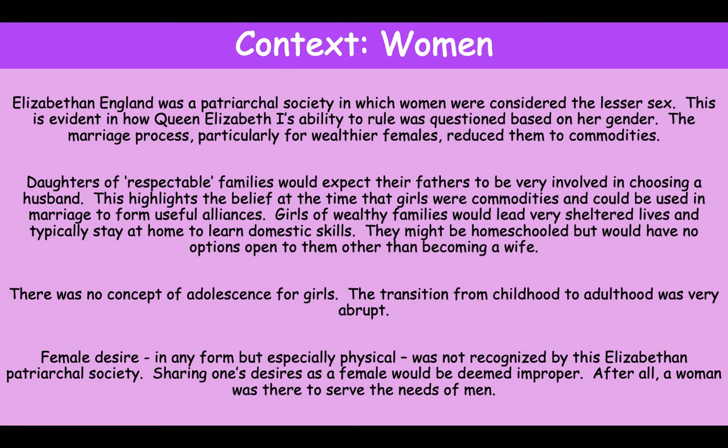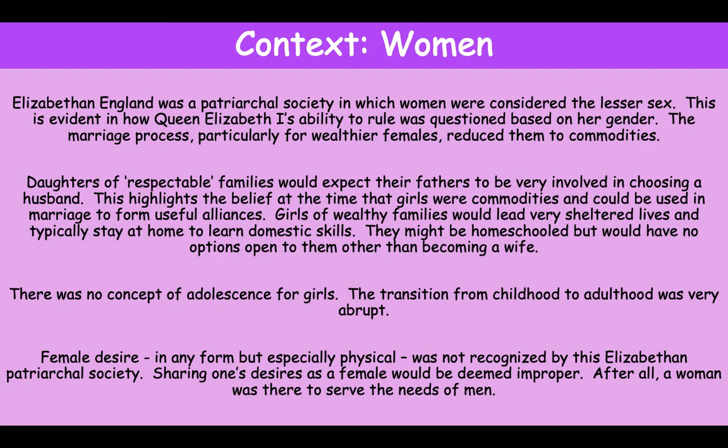Now we're going to move on to women and think about the way women were viewed and expected to behave in Elizabethan society. So in Elizabethan England, as we've already said, it was a patriarchal society. They were considered the lesser sex. This is even evident, even though Queen Elizabeth I, who was ruling at that time, of course she's a woman, she was questioned by many, especially at the beginning, on her ability to rule based on the fact that she was a woman. Also consider the fact that the marriage process, particularly for wealthier families, reduced women to commodities, okay? They were seen as a bargaining tool, if you like.